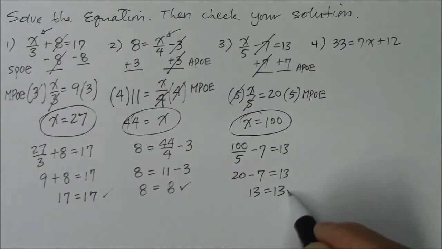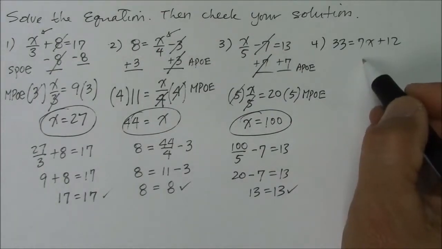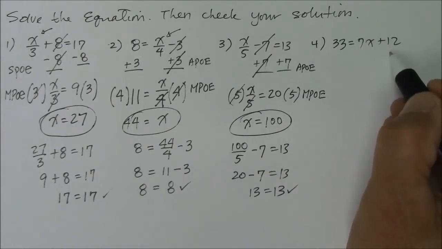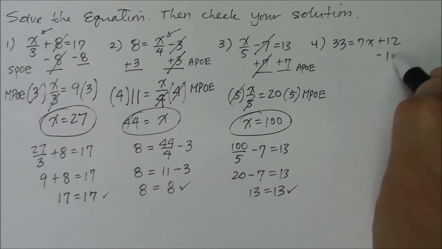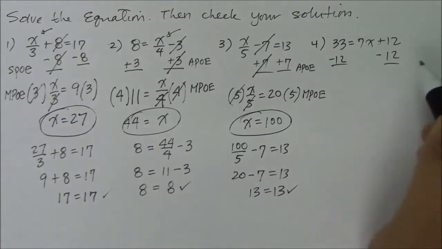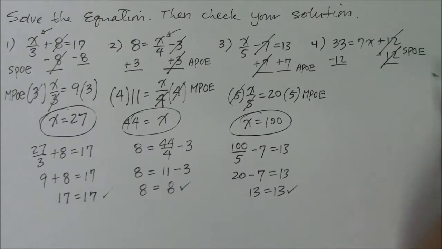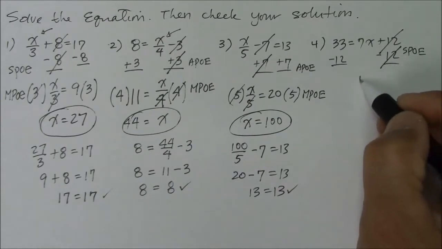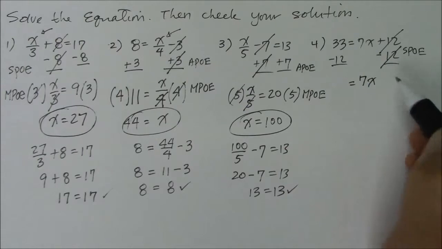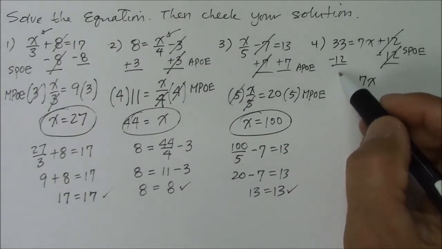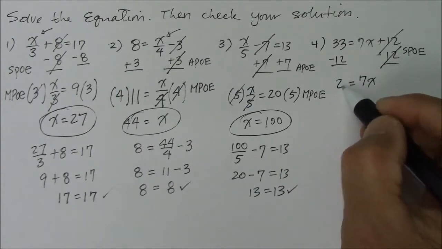Left and the right are the same? Good answer. And finally, number 4, minus 12? All right. Minus 12. So therefore, subtraction property of equality. So on the right side, the 12 and the minus 12, they're additive inverses. They become 0. So cross it out. I have 7x on the right side. On the left, 33 minus 12 is 21.